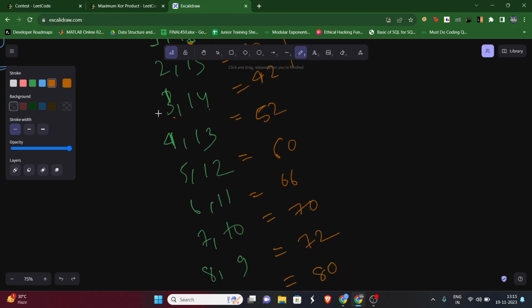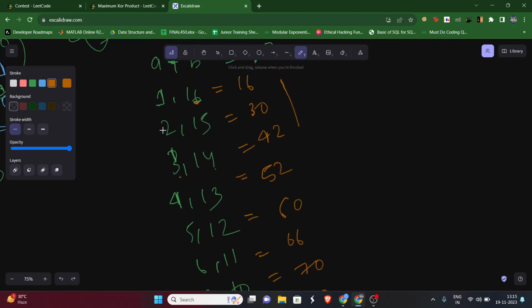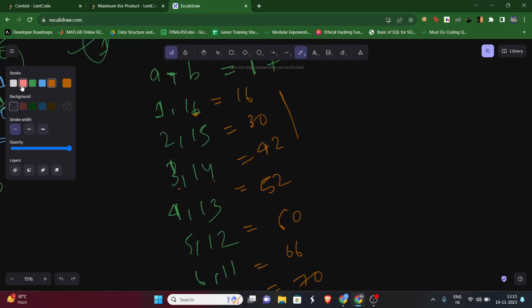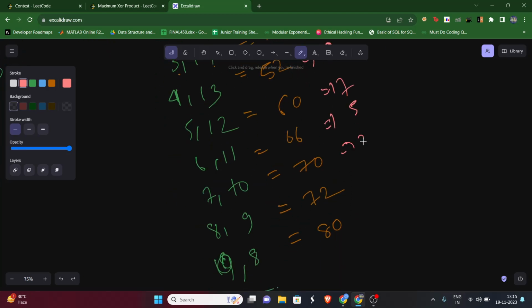But if we see, as we are decreasing the difference, here the difference is 15, right? Here the difference is 13. Here the difference is 11. Here the difference is 9. Here it is 7. Here it is 5. Here it's 3. Here it's 1. And again here it started increasing. Here again it's 1, and then it will go to 3, and so on.